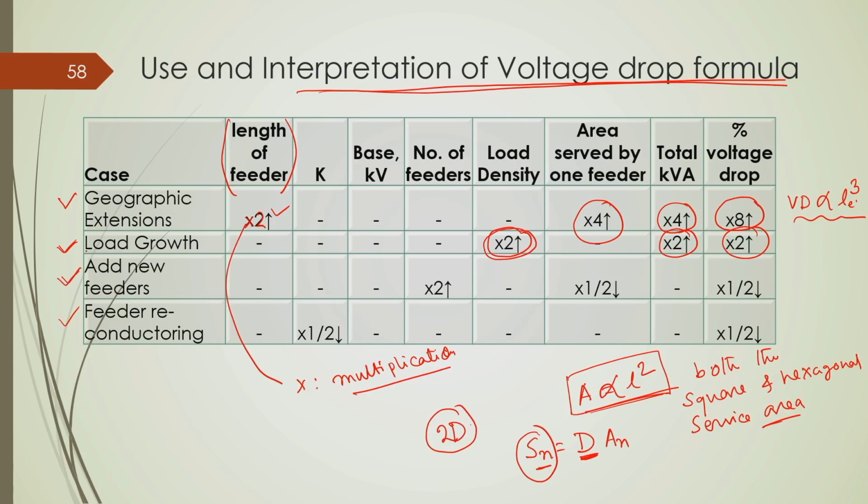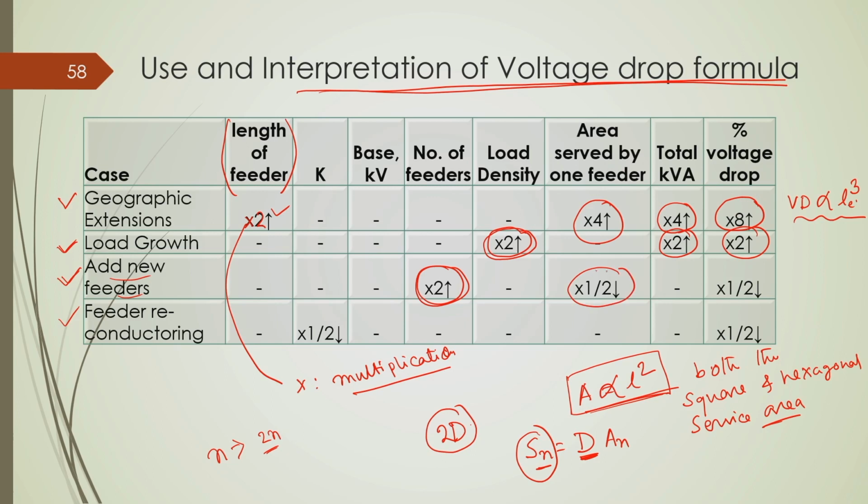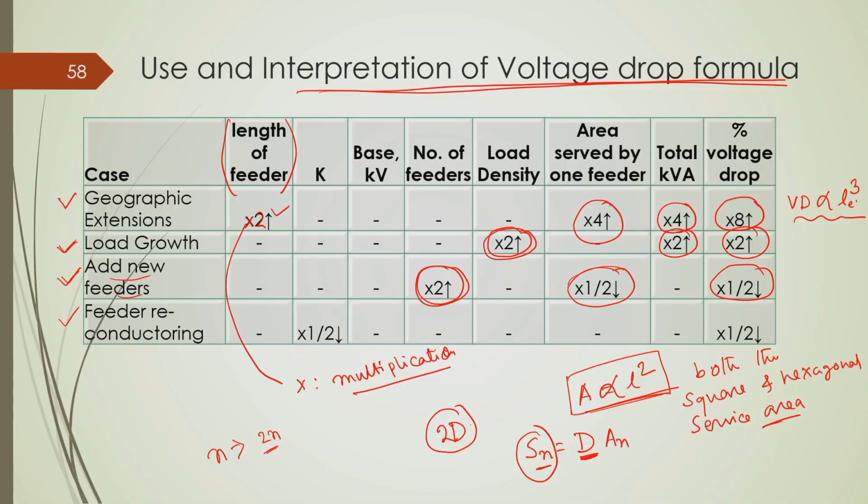Okay. Now, the third case is, if we add a new feeder, that means, keeping all other parameters same, the number of feeders we increase to twice, that means, n is increased to 2n. So, what will be the impact if we have the same amount of customers, but we increase the number of feeders? Of course, the area served by one feeder will be half of the actual, and obviously the load demand will also be half, the load served by one feeder will be half, which will result in the voltage drop becoming half of the actual value.